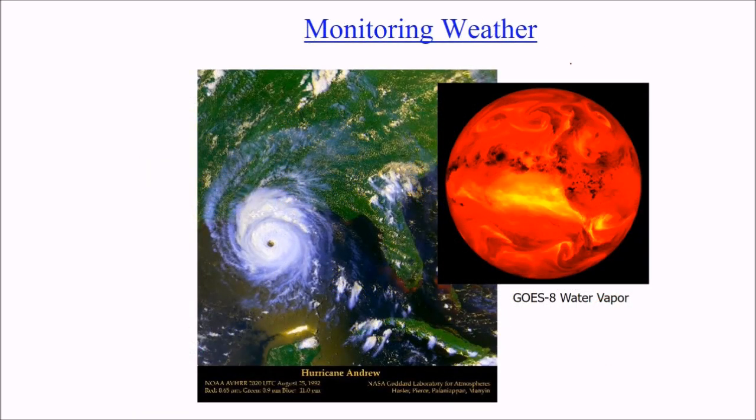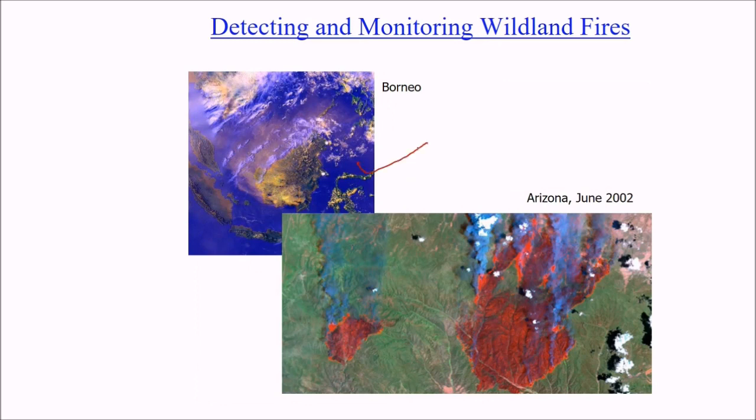So then monitoring the weather is also an important aspect of the remote sensing satellites. You can observe what exactly is going on, and then you can analyze these images to find out what is going on, what will be there in future. And also detecting and monitoring wildland fires. This is the area because you can sense the heat, the IR imaging. So this is showing that these areas are affected by the fire.